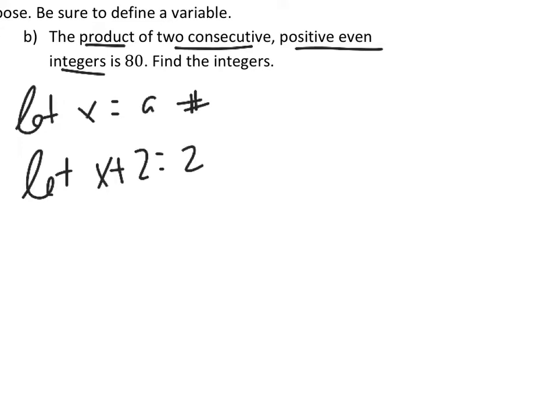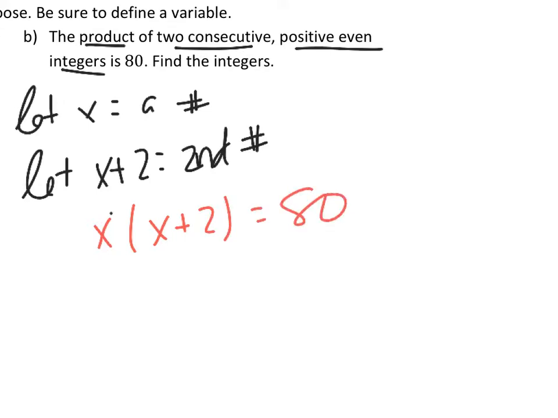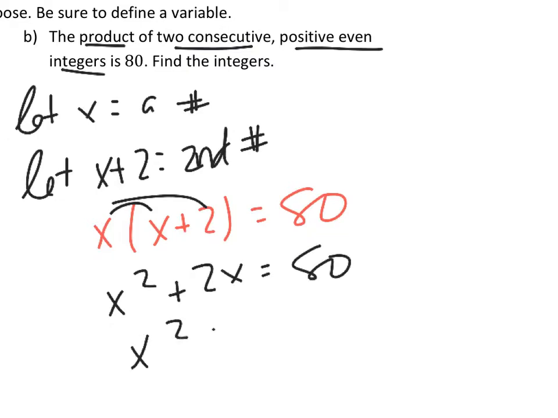So then my equation is the product of those two things. So x times x plus 2 is 80. Here is a distribution problem. x squared plus 2x equals 80. I need this in standard form. x squared plus 2x minus 80 equals 0.